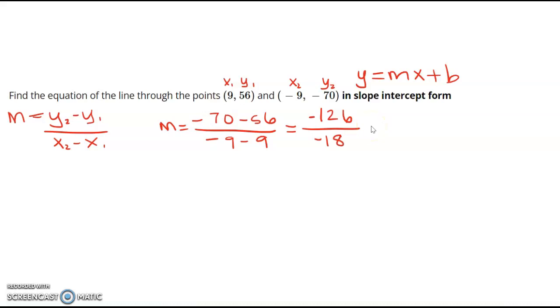Now it's a negative divided by a negative. So those cancel and we end up with a positive. And luckily this one works out really nice. So we get our slope equals 7.